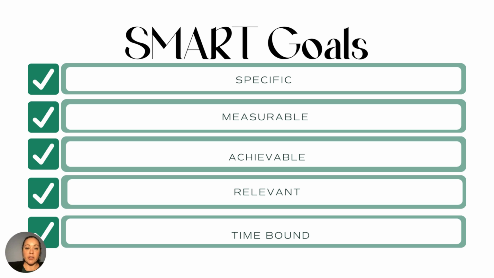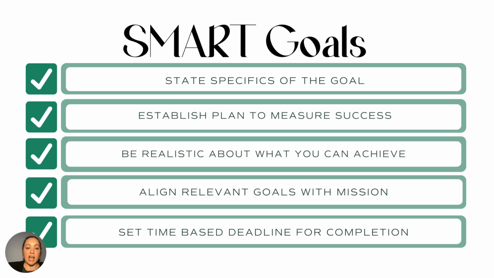For SMART goals, SMART is broken down as an acronym. S is for specific, measurable is the M, A is for achievable, R is relevant, and T is time bound. Let me spell that out a little more specifically. So the S with specifics, you want to state specifics of the goal. You want to be very specific.